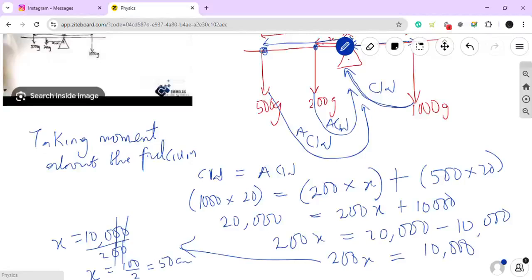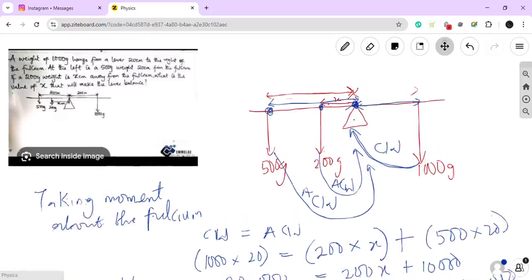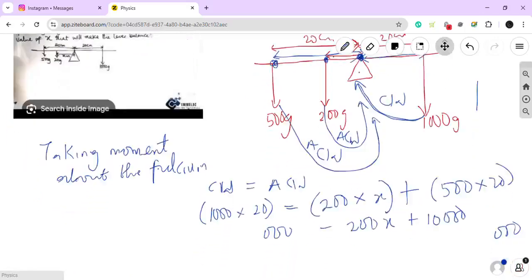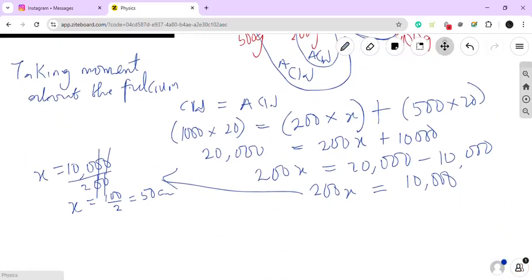All right, so it seems we are done with that. It's 50 centimeter, meaning from here to here is 20, then from here to here is 30. So that's how to go about that. You can try and look at it over and over again.